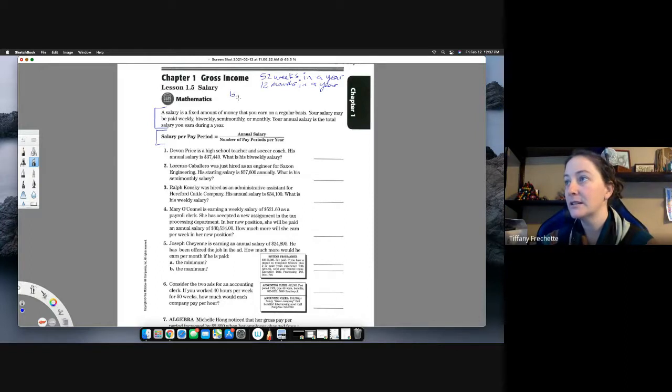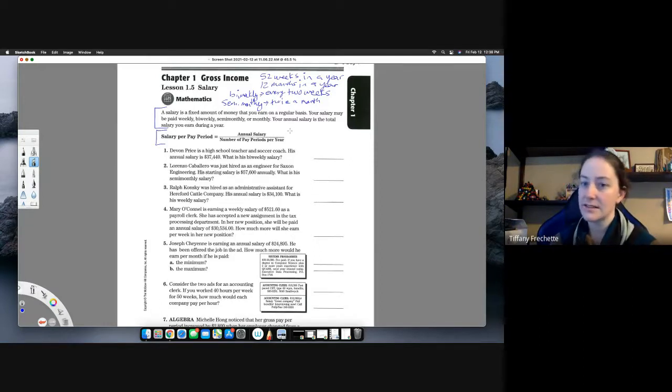Biweekly means every 2 weeks. And then semi-monthly, and I've had students accidentally mess this one up and think that it means every 2 months. Semi-monthly means twice a month. So it doesn't mean quite the same thing as biweekly.